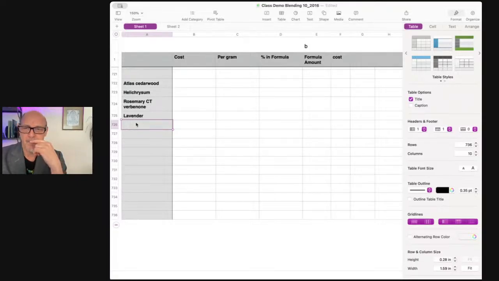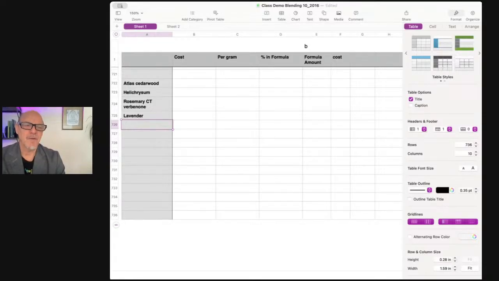All right. So I'm going to only do 6 or 7 essential oils here just to keep it fairly simple. Atlas cedarwood is my base note. Helichrysum is a base and middle. Rosemary verbenone is forming my middle note. Lavender is forming my middle note.